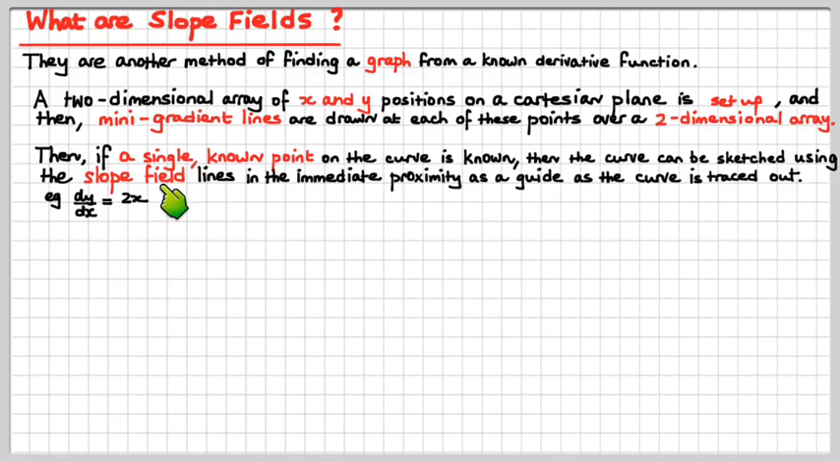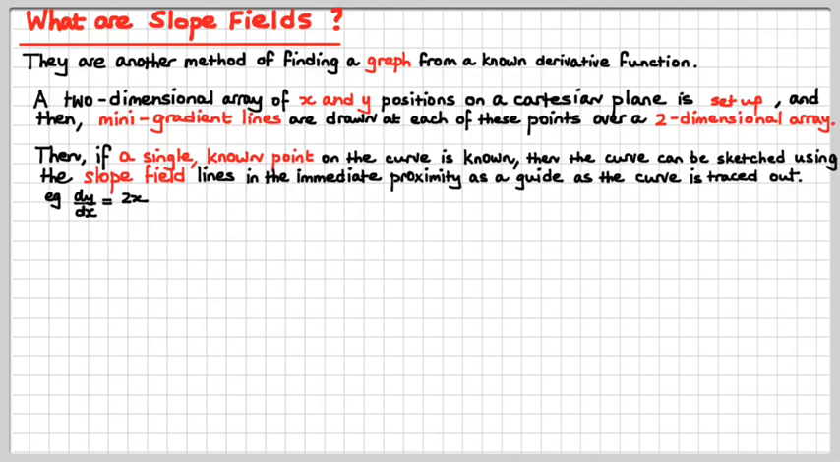Then, if a single known point on the parent curve is known, if you know one single starting point on the parent function, then from these slope fields you can actually sketch out a reasonably accurate sketch of the parent function. But the way you do that, I'll show you in a moment. You can sketch it using those slope lines, always sketching parallel to the slope lines in the most immediate vicinity. Now, if that all sounded crazy, don't worry, I'll show you and you'll get the idea.